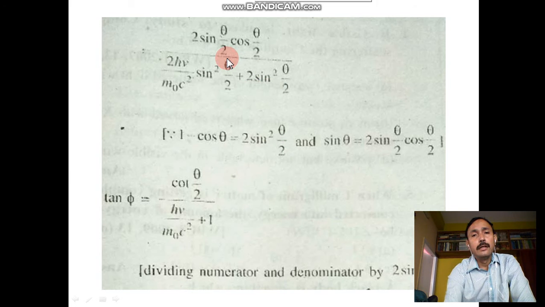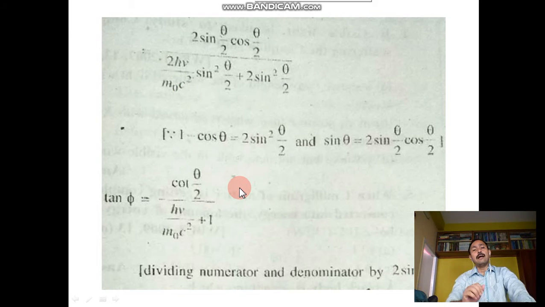So dividing both sides by 2 sin square theta by 2, the 2 will cancel out. Cos theta by 2 by sin theta by 2, the sin theta by 2 will cancel out, leaving cos theta by 2 by sin theta by 2. That means cot theta by 2. This one is 2h nu by m naught c square plus 1.